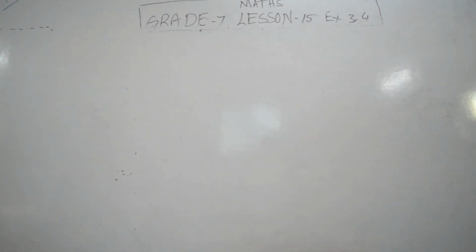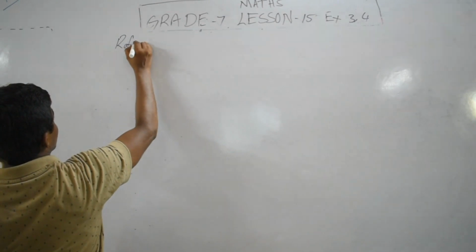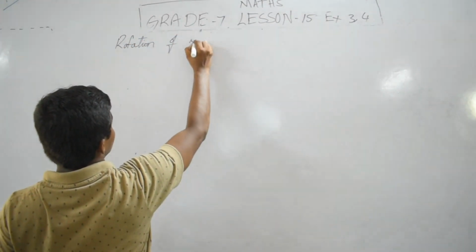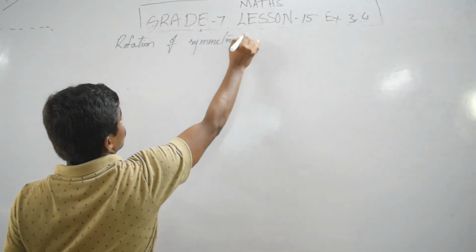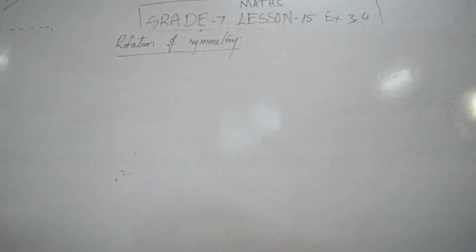Symmetry types. Here, like a polygon, we have line of symmetry. This one we have finished. Now today, rotation of symmetry. We know what a symmetry is.